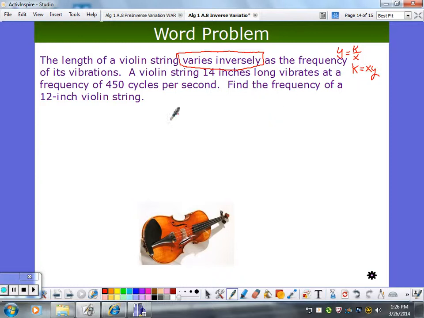I got this here. What does? The length of a violin string varies directly as the frequency of its vibration. So length varies directly is equal to K over frequency, right? That's a direct variation. They're going to give me values, aren't they? They always do. Yes, ma'am.